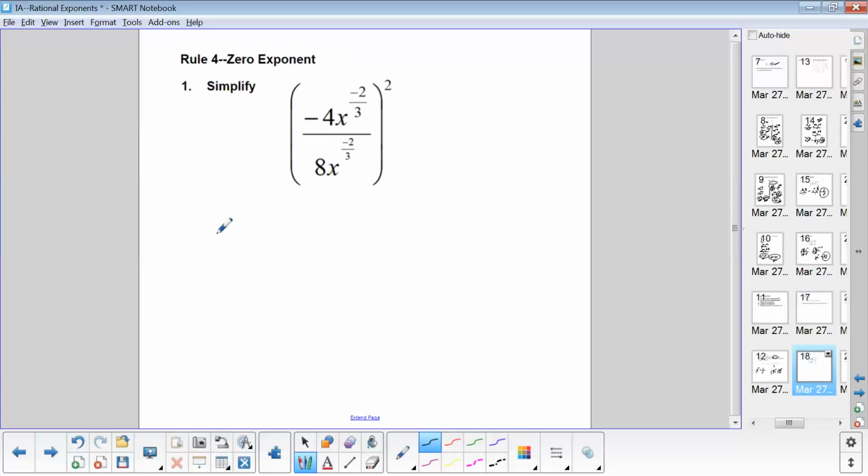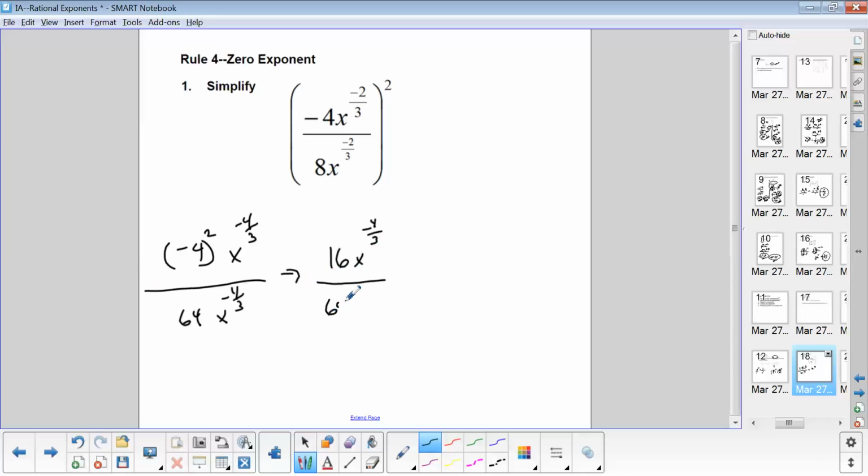So again, I'm utilizing the power to power rule. So negative 4 to the second power, everything is raised to the second power, so that's x to the negative 4/3 divided by 64, x to the negative 4/3. Well, negative 4 squared, that's going to be 16. So I get 16 x to the negative 4/3 divided by 64 x to the negative 4/3. Well, 16/64ths will simplify to 1/4, because 16 will divide 64 4 times.